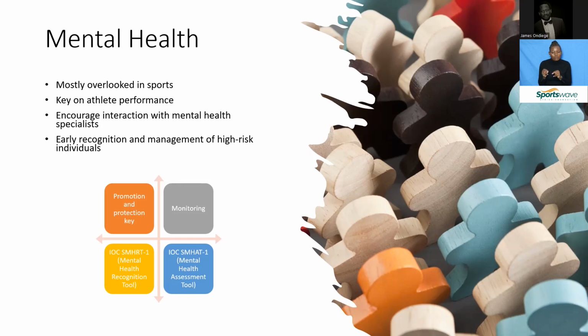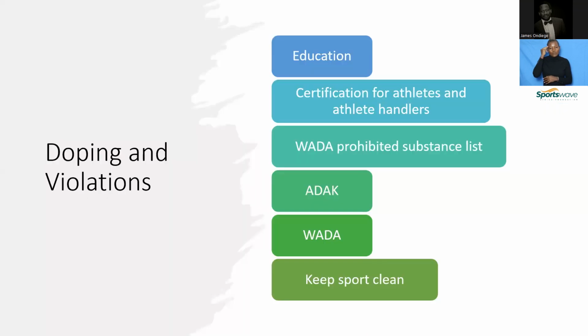In terms of monitoring, there are examples of tools that are used to monitor. For the Olympics team, and actually just for health in sports in particular, there's a mental health assessment tool, and there's a mental health recognition tool. And these are some of the ways of monitoring and follow-up in mental health in sports.